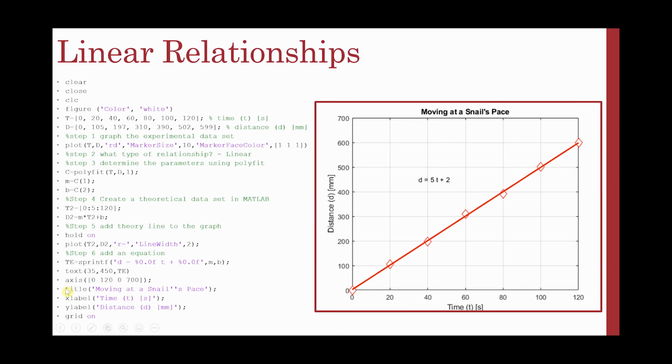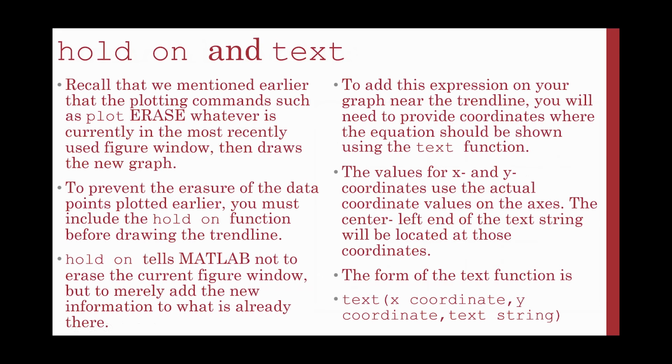I'm adding some axes, titles, labels, and putting my grid on. So what do hold on and text do? Let's look at these closer. Recall that we mentioned earlier that plotting commands such as plot erase whatever is currently in the most recently used figure window, and then draw a new graph. So to prevent erasing the data points that we plotted earlier, we have to use the hold on function before drawing our trend line.